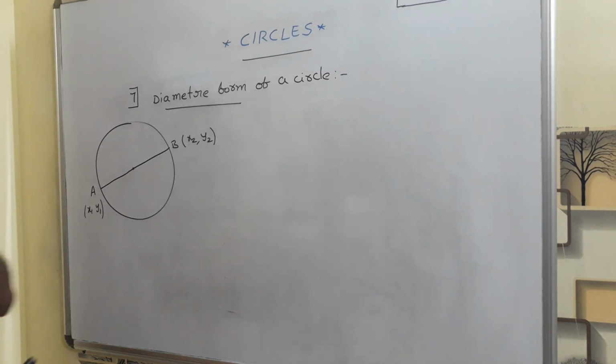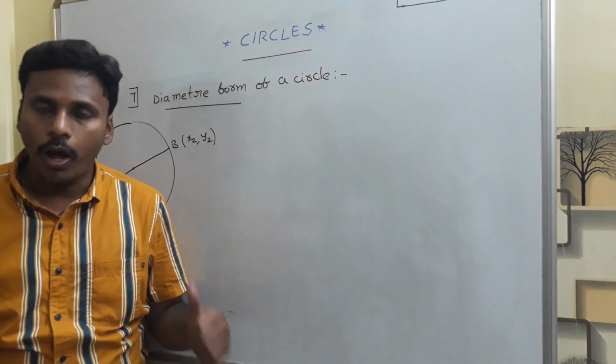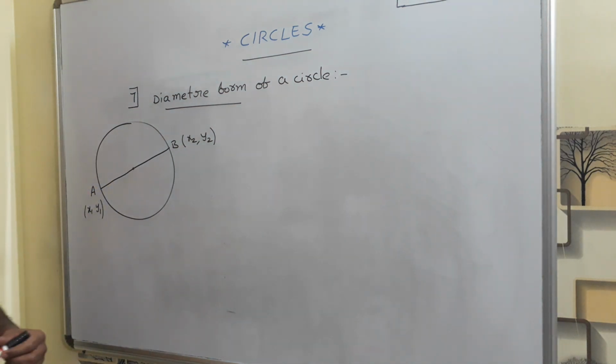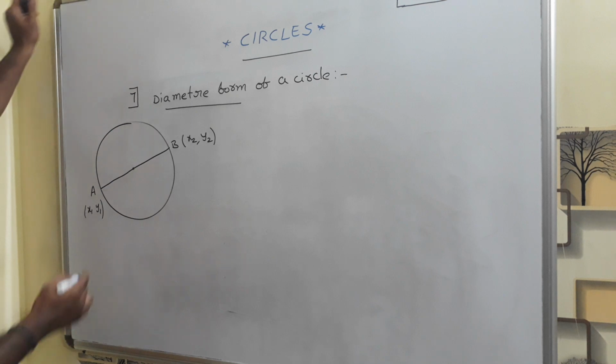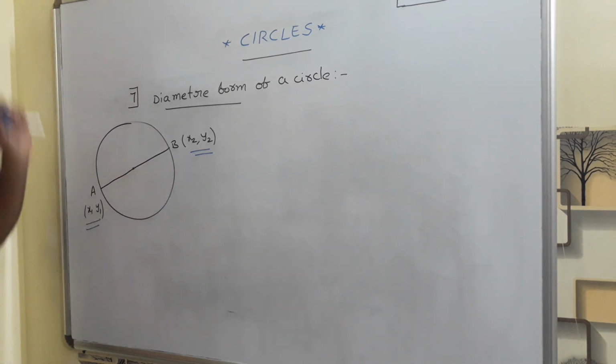So the next form of the circle is the diameter form. Already we learnt about center radius form, general form and standard form. Now this is the diameter form. For this diameter form, the endpoints of the diameter are given: A (x1, y1) and B (x2, y2) are the endpoints of the diameter.